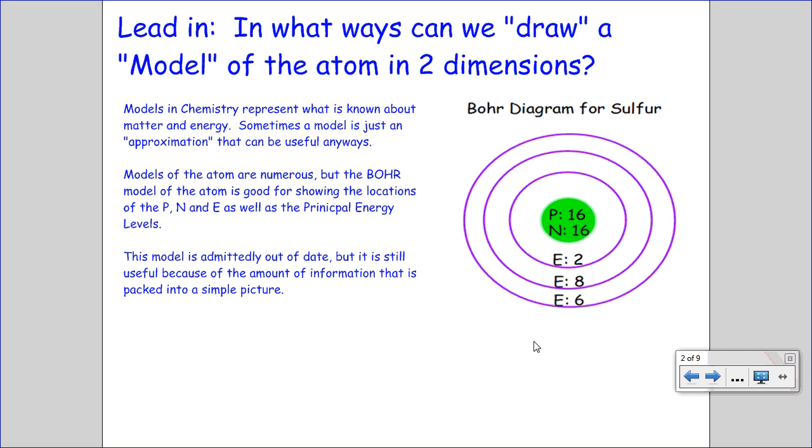This model is admittedly out of date. The wave mechanical model of the atom is true. Well, it's more true than the Bohr model. It's just that this one is very useful because it's an organizational structure. It can help you think about how an atom's protons, neutrons, and electrons are arranged in a way that makes sense to you. It's kind of also known as a planetary model. It's easy to work with, that's why we still use it.